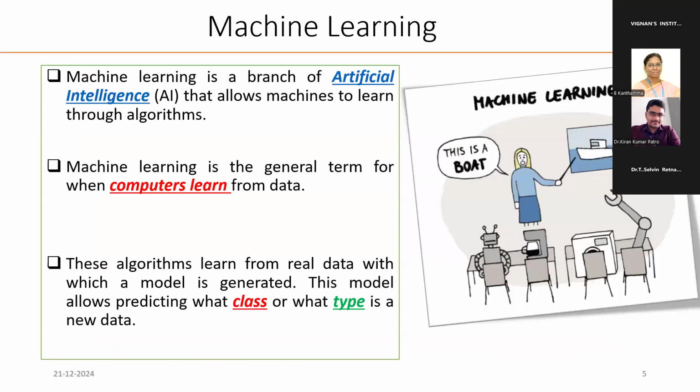So what is meant by machine learning? I will just discuss the basics. We know machine learning is a branch of AI. The name itself says machines learn through algorithms. Machine learning is a general term for computers to learn from the data. When you observe the diagram, the machines learn from the data. Suppose you have data, the machine starts learning the data. Once the machine has learned the data, you can give new test data for predicting the type of the class. That is the basic idea about machine learning.